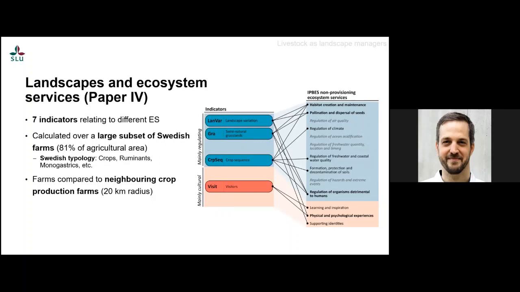And since Sweden is very heterogeneous and the natural preconditions in different areas would lead to different scores on these indicators, we wanted to study how farms differ from each other depending on the type on a smaller spatial scale. So therefore, we always compared farms of different types to neighboring crop production farms within a 20-kilometer radius, where one can assume that natural preconditions are at least more similar.